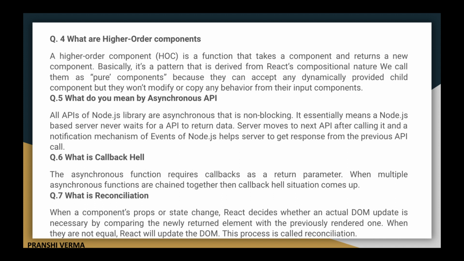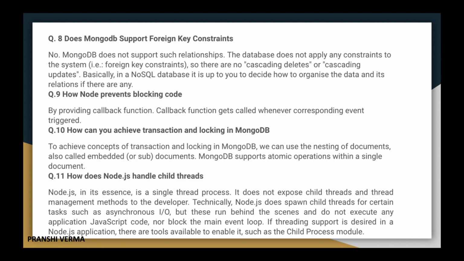Reconciliation is an important feature of React because it allows developers to update the UI efficiently without having to manually modify the DOM. By minimizing the number of changes that need to be made, React can reduce the amount of work required to update the UI, resulting in better performance and a smoother user experience. React uses a virtual DOM, a lightweight copy of the actual DOM, to perform the reconciliation process. By making changes to the virtual DOM instead of the actual DOM, React can perform updates more efficiently and avoid unnecessary re-renders. Next question is, does MongoDB support foreign key constraints?